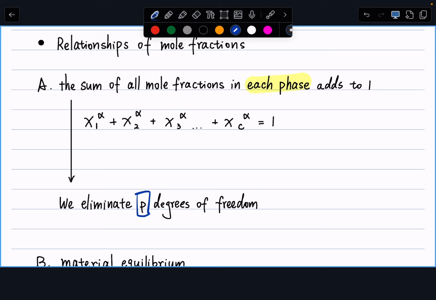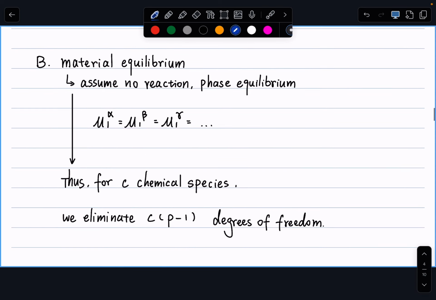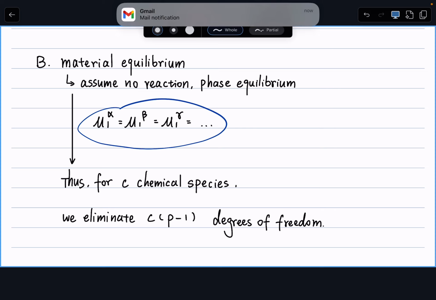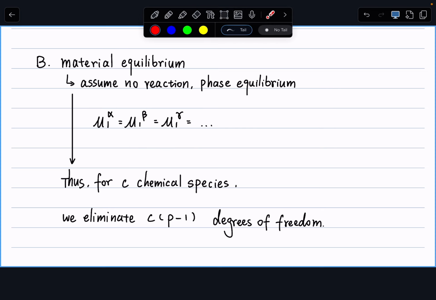All right. What about material equilibrium? We were talking about material equilibrium, or in this case, because we're assuming no chemical reaction is taking place, we only consider phase equilibrium. Now, in our previous discussion, we went over phase equilibrium. That is, when my same component, species 1, is in different phases, alpha, beta, gamma, etc. When they are in phase equilibrium with each other, then their chemical potential must equal to each other.